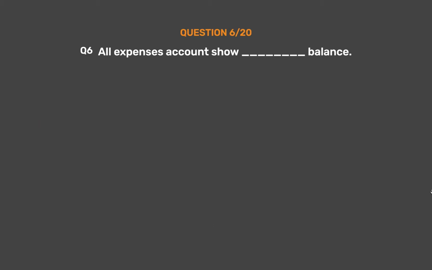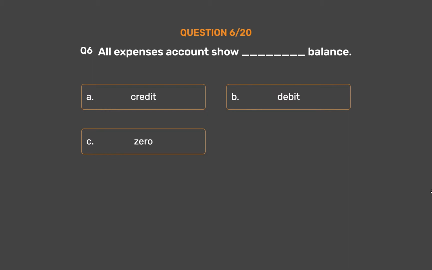Question number 6. All expenses accounts show _ balance. Option A. Credit. Option B. Debit. Option C. 0. Option D. Negative.